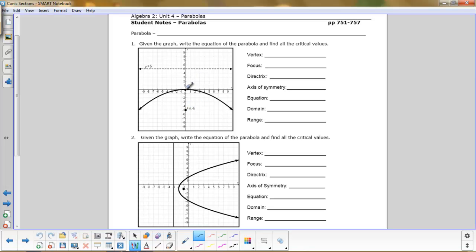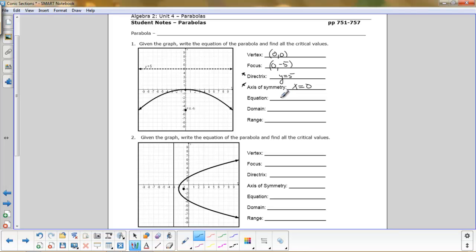The vertex of the parabola is located at the origin. The focus is located 5 units down. The directrix is a horizontal line, y equals 5. Please represent the directrix every single time as a line. Do not just put the value 5. Axis of symmetry is the vertical line that passes through the vertex and the focus. That's going to be x equals 0. Please also represent the axis of symmetry as a line as well.